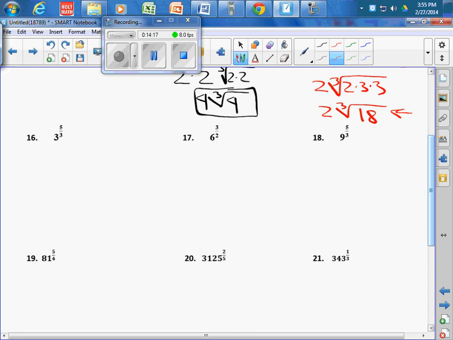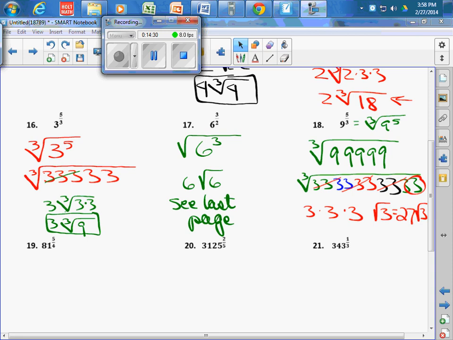You do number 16, 17, and 18 on your own. See what you can come up with and see if you get the same answers as I do. Again, pause the video and then restart it once you've come up with your answers. All right, at number 16, I came up with 3 times the cube root of 9. Number 17, 6 radical 6. Remember, we just did this one, right? Did you come up with the same answer that we had on the last page? Number 18, 27 radical 3. There's how we do those.